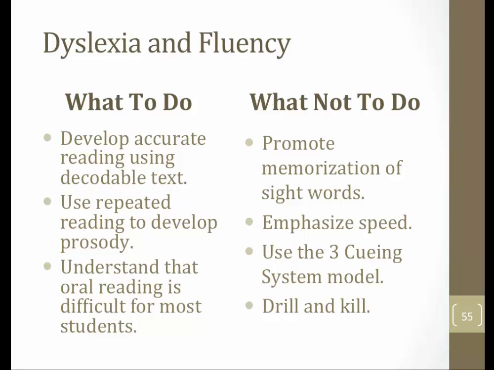We do not want to emphasize speed. It's not about reading fast. It's about reading accurately and fast enough. We don't want to use a three-cueing system model because children with decoding difficulties over-rely on context, and so we're teaching them bad habits.